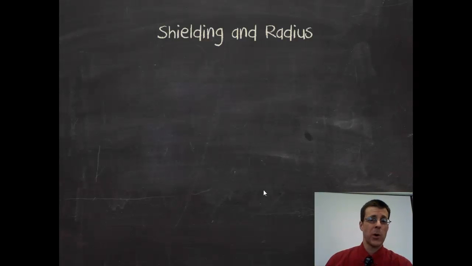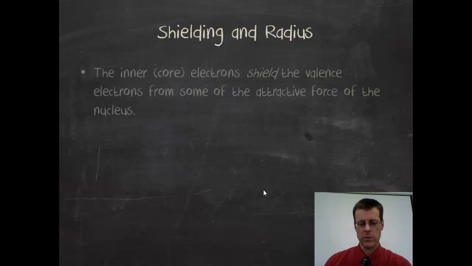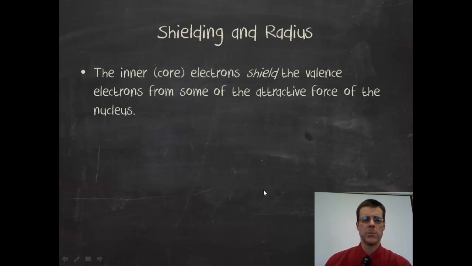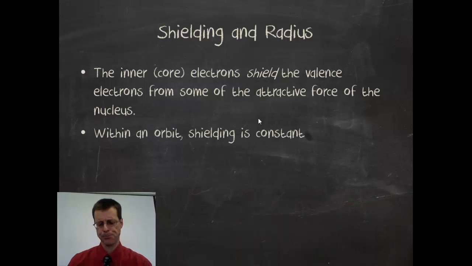Shielding is part of that combination of forces, and shielding is by definition the inner electrons, those core electrons, absorbing or soaking up or canceling out, however we want to think about it. They decrease the attractive force of the nucleus. So however you want to think about that happening, that's what's going on. Those core electrons reduce the effectiveness of the nucleus.